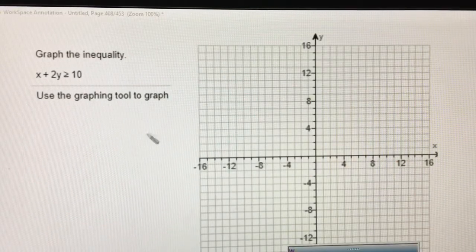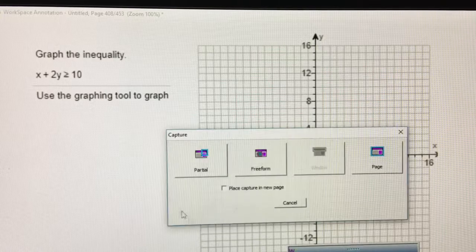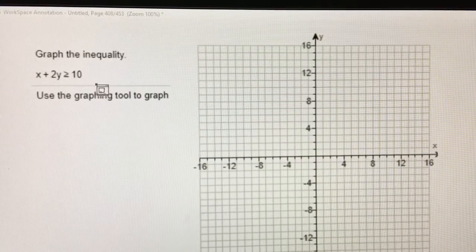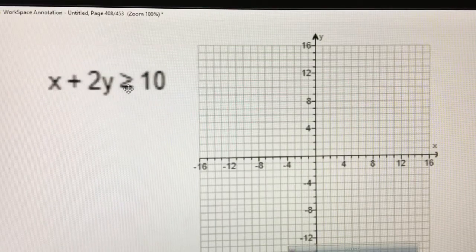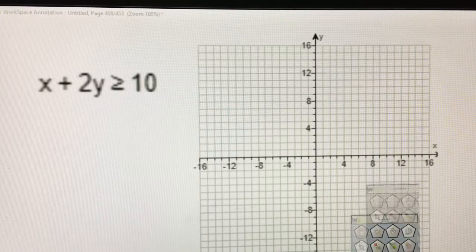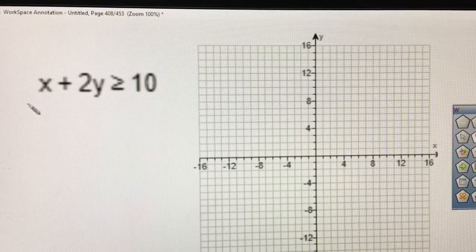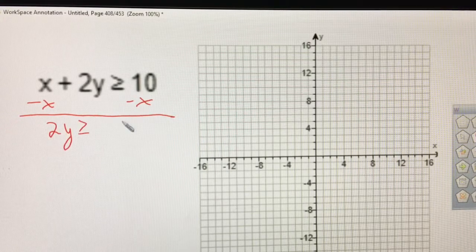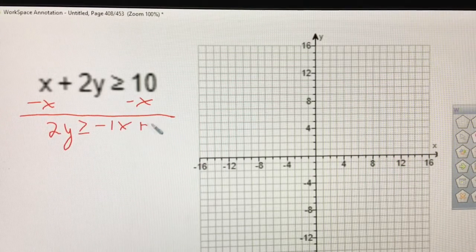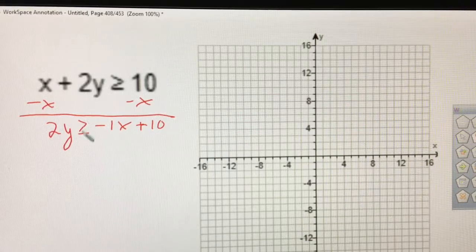Graphing. A couple of ways to graph. Some people might just want to solve it for y, and that's entirely okay. If you want to just get it in y equals mx plus b format, that's fine. I'm actually going to do it that way because some people don't like my shortcut methods, so I'm going to subtract x from both sides. And when I do that, that's going to give me 2y is greater than or equal to negative 1x plus 10. Now I subtracted x, so I don't have to switch the sign.